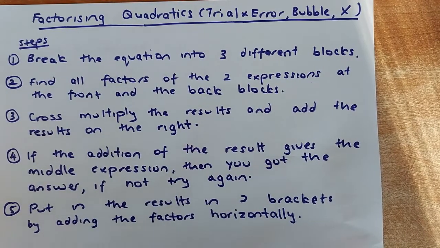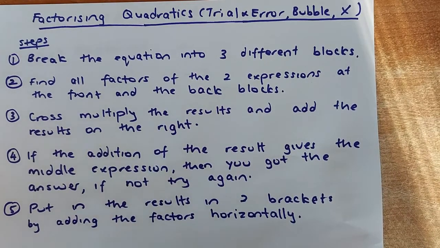And today we are going to learn how to factorize quadratics. In the first video on factorizing quadratics, I taught you a method. And now we are going to learn the second method. It's called the trial and error method, or the bubble, or the X method. This is the most convenient, the fastest way, but you need to be able to do the steps in a logical way. So the steps are as follows.